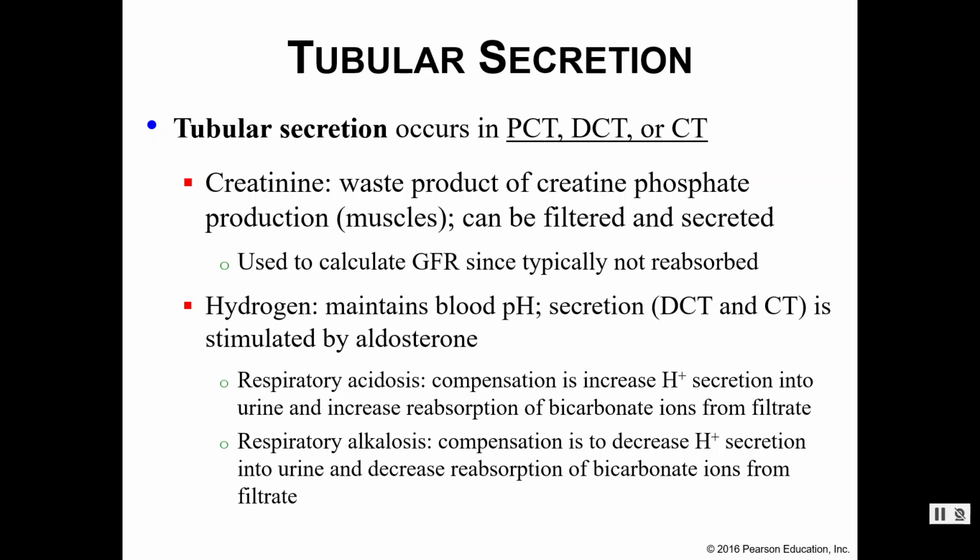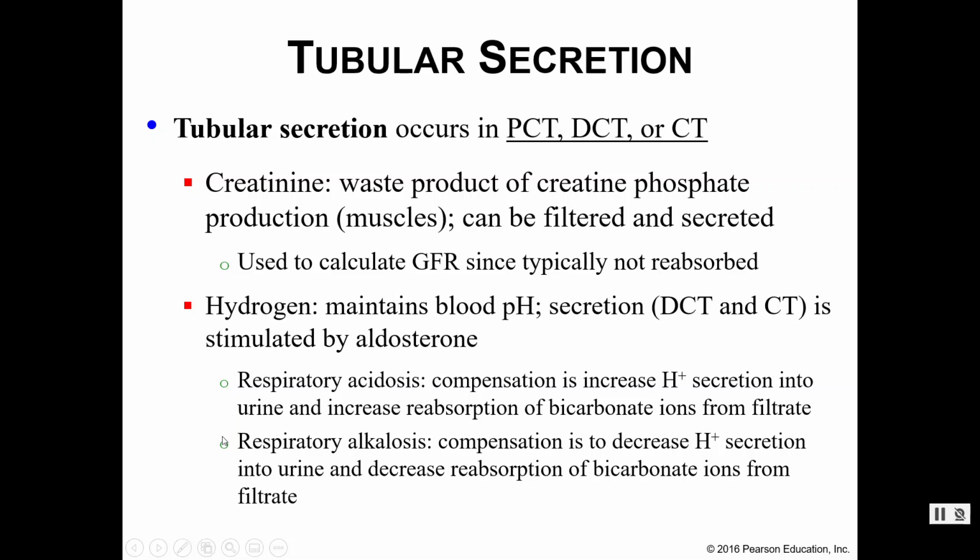Now, hydrogen. Hydrogen ions, we have learned, help you maintain your blood pH because hydrogen ions are basically acids. Secretion at either the distal tubule or the collecting duct is stimulated by aldosterone. Hydrogen ions specifically play a big role in respiratory acidosis and alkalosis.